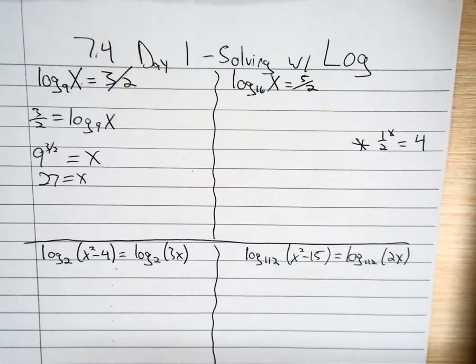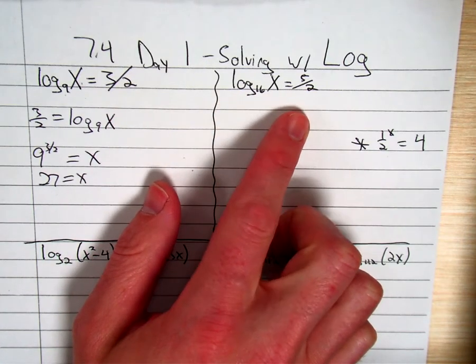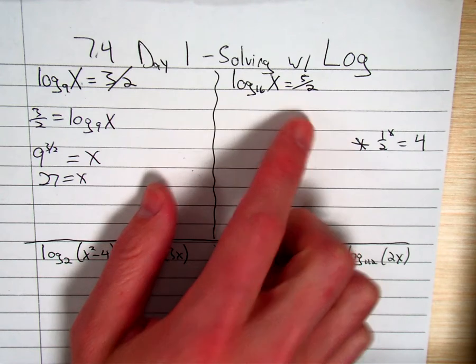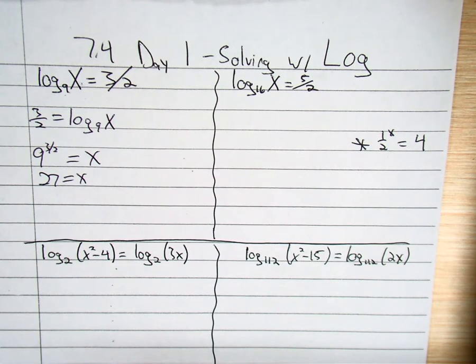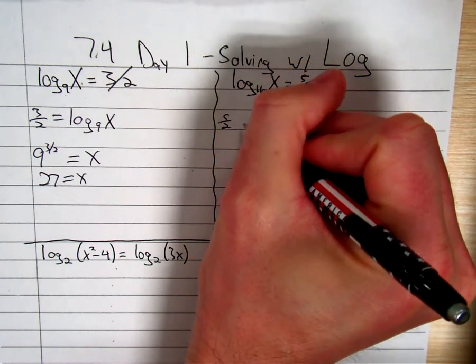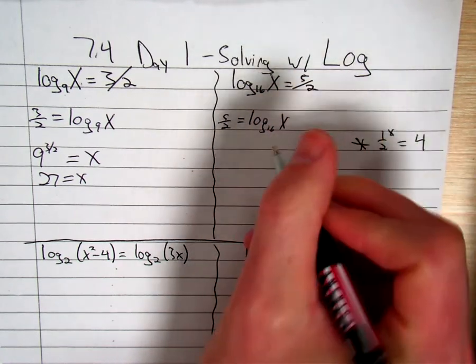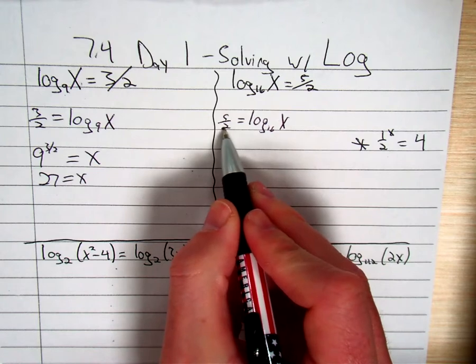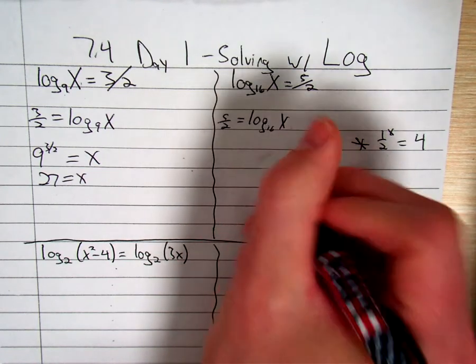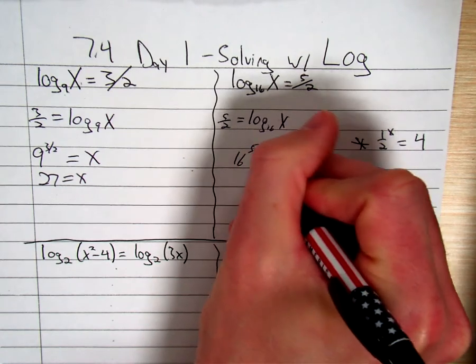Let's have you take a look at this one over here. Log base 16 of x equals 5/2. We'll hit pause here and give you a minute to do that one. Alright, welcome back. Again, I like to turn these around. 5/2 equals log base 16 of x. So 5/2, or 2.5, is the power of 16 that would give me x.